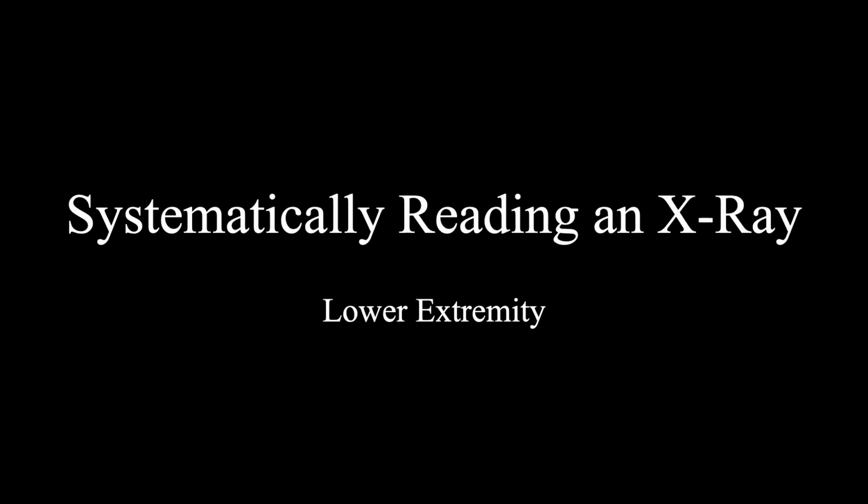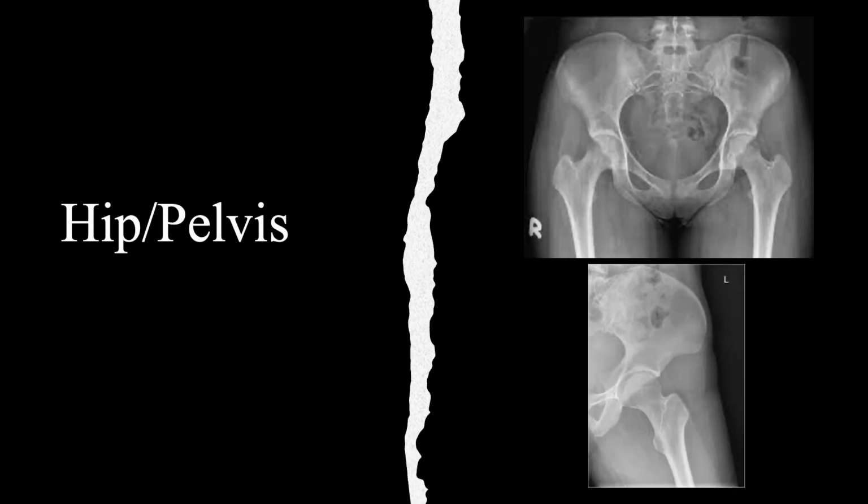So now we're going to go down to the lower extremity and really hit on the hip and pelvis, the knee, the ankle, and the foot. So the hip and pelvis, again, you're going to have AP and lateral views. This is an AP of the pelvis, bilateral. This is an AP of the hip, maybe a little bit oblique here.